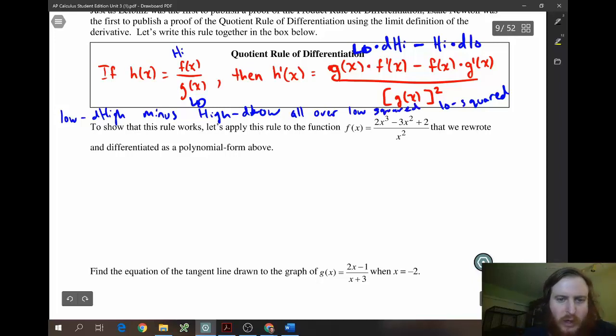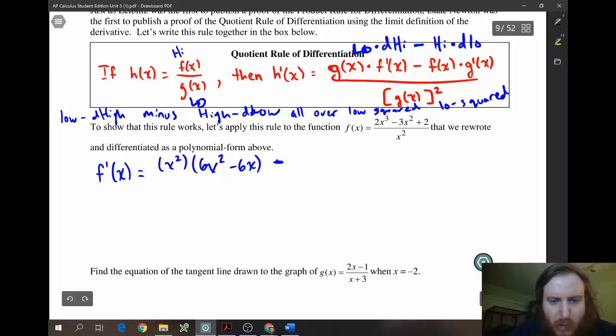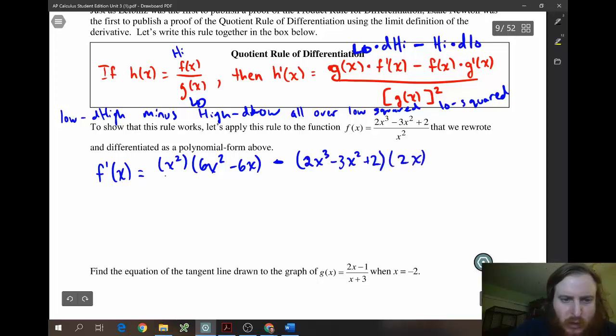And so to show how this works, we'll do that same example. We should end up with our same answer. So f prime of x equals, so it's low, so I'm going to put all these in parentheses. So low is x squared, we leave it alone. D high means take the derivative of the top. So the derivative of the top is 6x squared minus 6x. Then minus, now it's high, so we're going to leave the top alone: 2x cubed minus 3x squared plus 2. D low would be take the derivative of the bottom, which is 2x. And all divided by x squared squared, right?